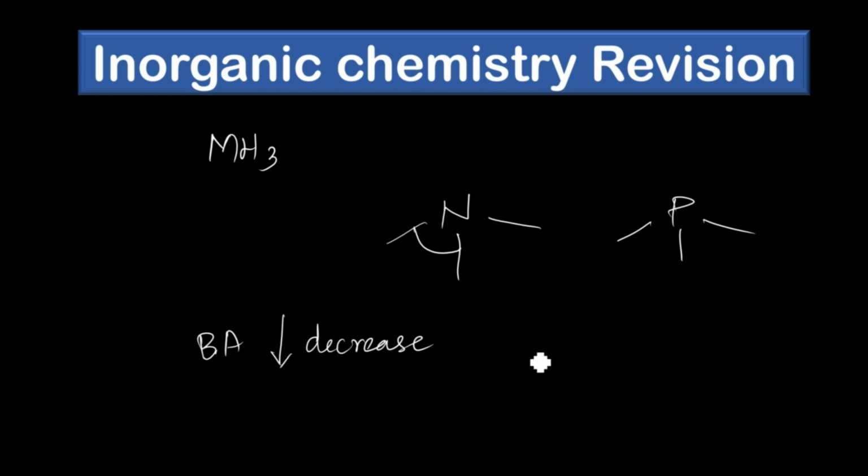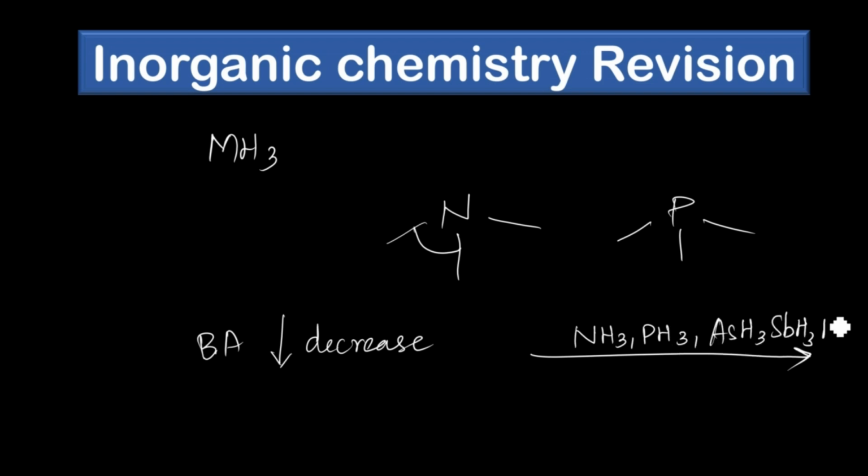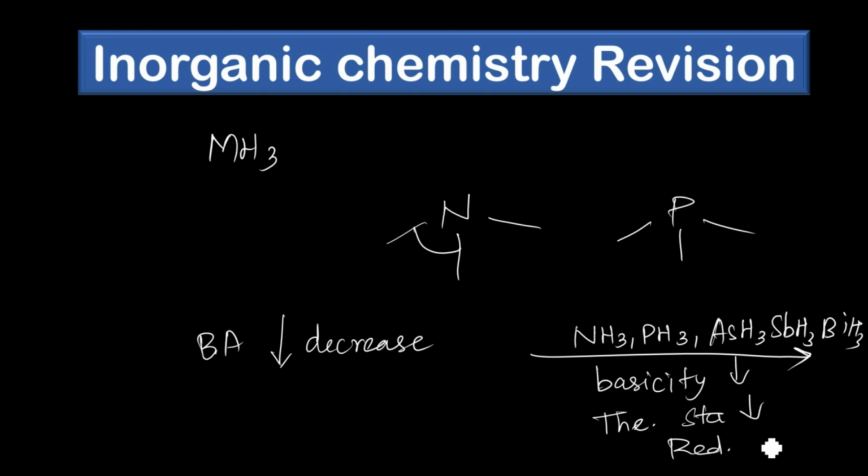So the hint is that in this category, NH3, PH3, AsH3, antimony and bismuth hydrides, in this order the basic strength, the basicity decreases, thermal stability decreases, and reducing nature is the only case that increases.